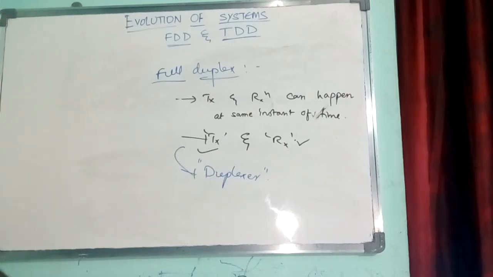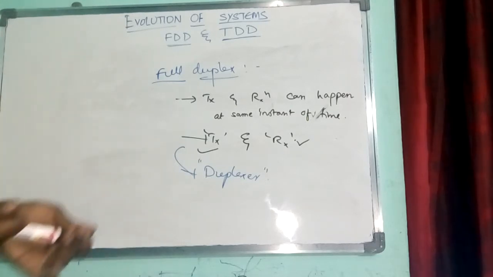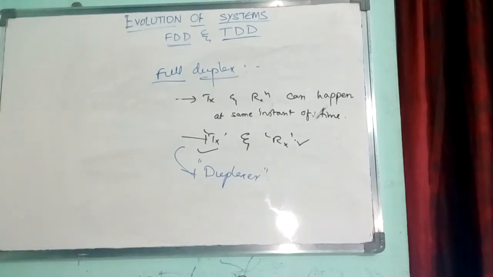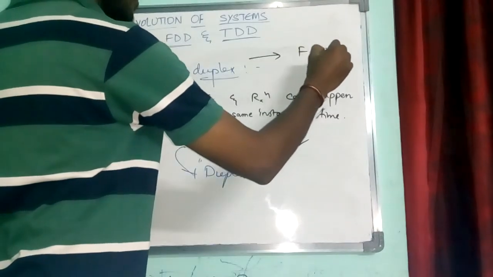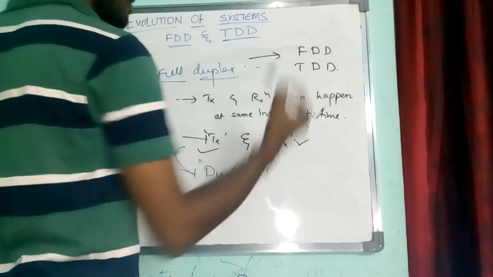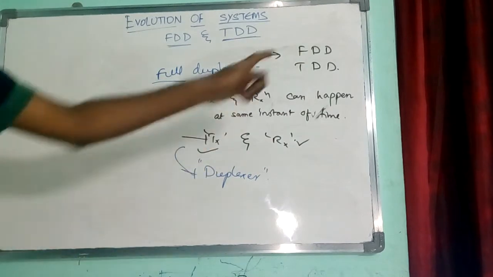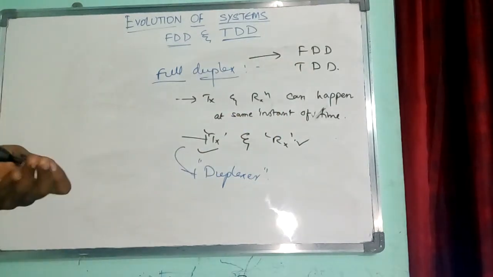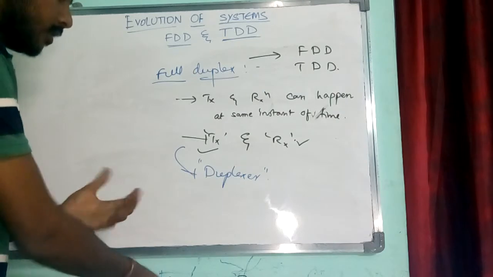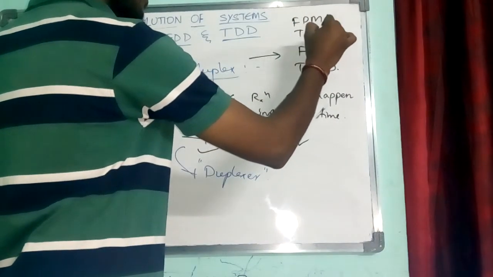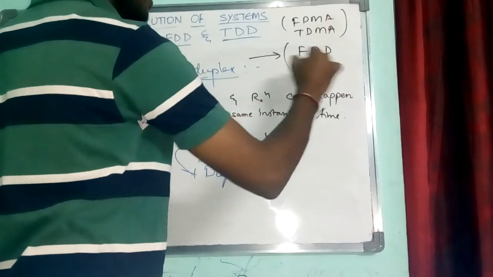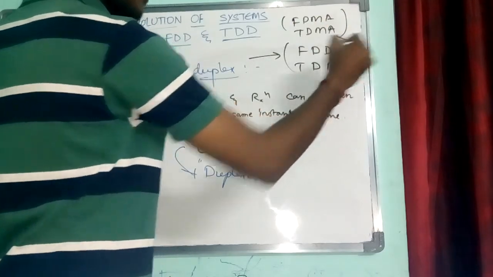Using this concept, full duplex is provided by two different access systems, FDD and TDD: frequency division duplexing and time division duplexing. These are different from FDMA and TDMA. These and these are not similar.